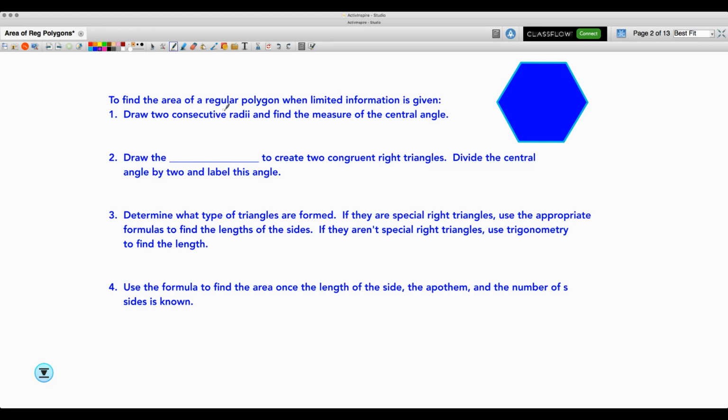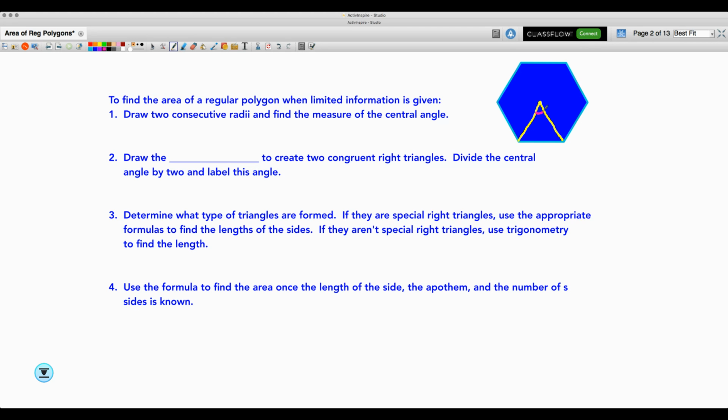So to find the area of a regular polygon when limited information is given, the first thing you do is draw 2 consecutive radii and find the measure of the central angle. So I've got a regular hexagon here as an example. So you would draw in 2 consecutive radii, and I usually just draw, wow, that's really bad. Let me try that again. I could use the straight edge tool, but where's the fun in that? Okay, so you draw 2 consecutive radii and then find the measure of the central angle.